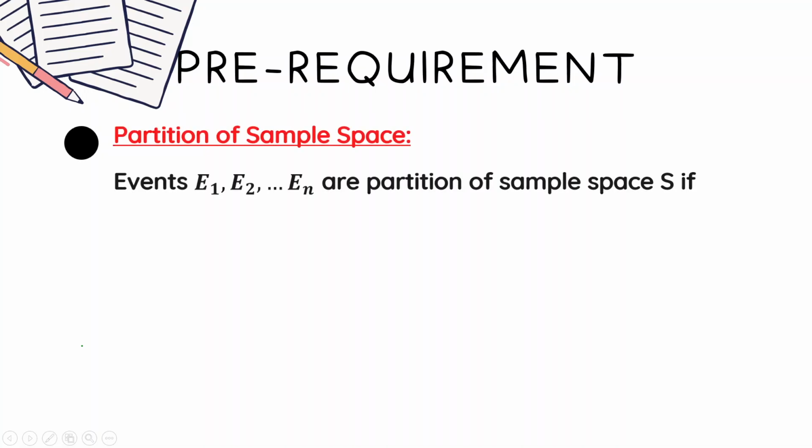After this, the second pre-requirement to learn is nothing but the partition of a sample space. We say that events E1 to En are a partition of the sample space S if they satisfy two conditions. The first condition is that events E1, E2 till En should be pairwise disjoint. That means there is nothing common between them, so their intersection with any of the other events from E1 to En is going to be empty.